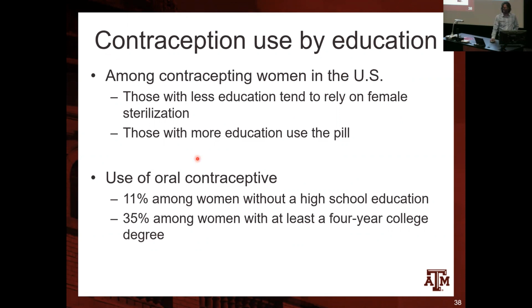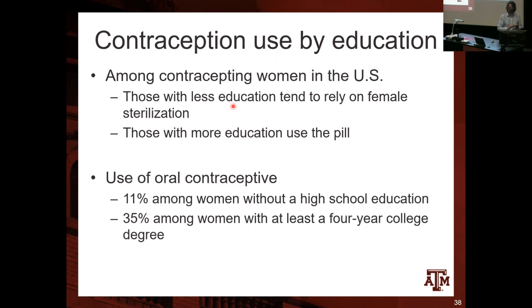By education, those with less education tend to rely on female sterilization. Those with more education use the pill. But there are some studies that show that women who are less educated, related to socioeconomic status as we mentioned before, usually have children earlier on at younger ages. And as soon as they reach the number of children that they want, they're more likely to go through female sterilization. So there is also that, the timing, right?